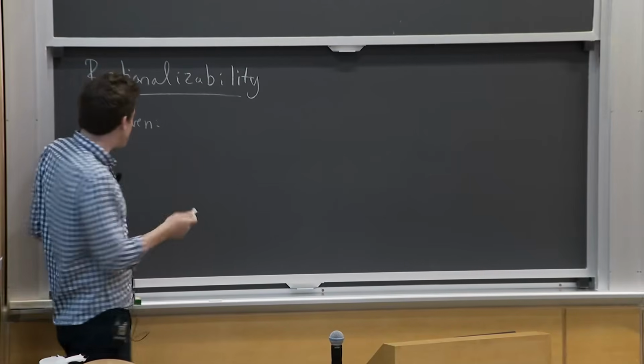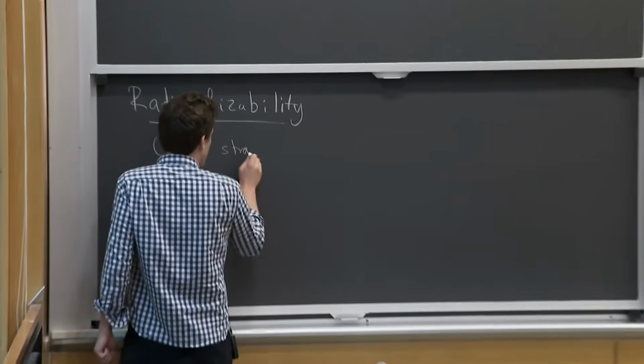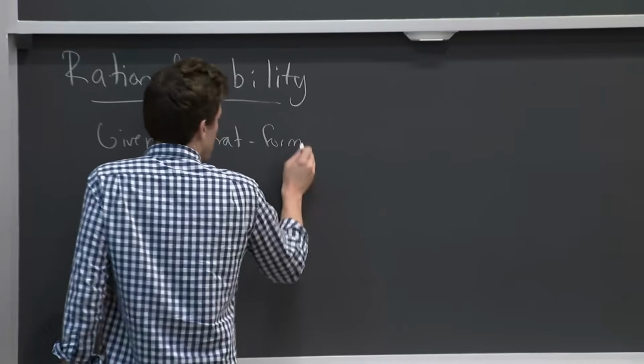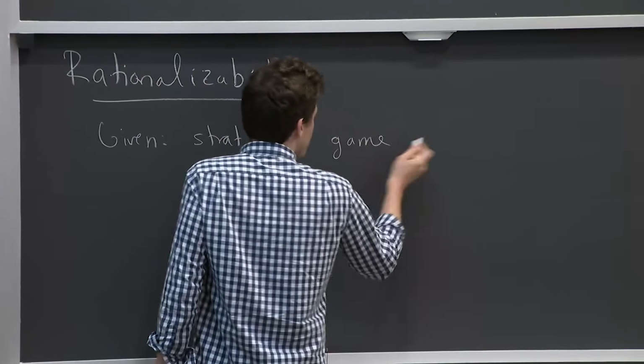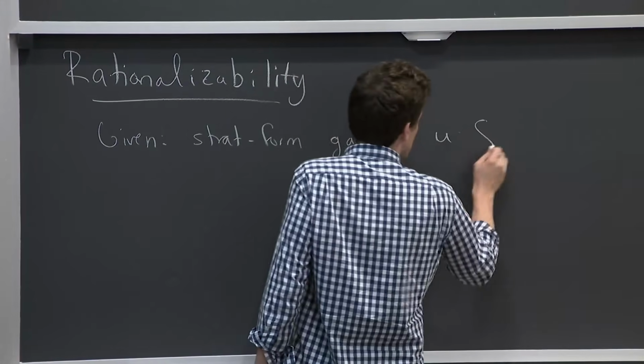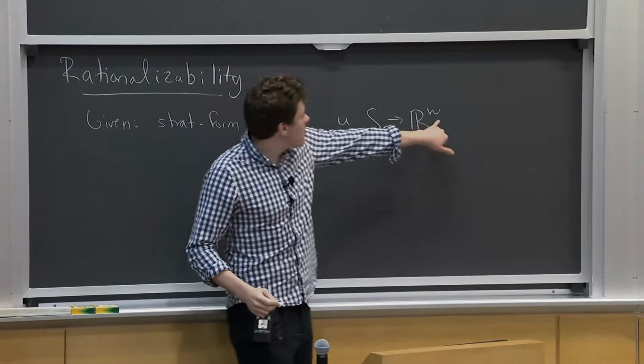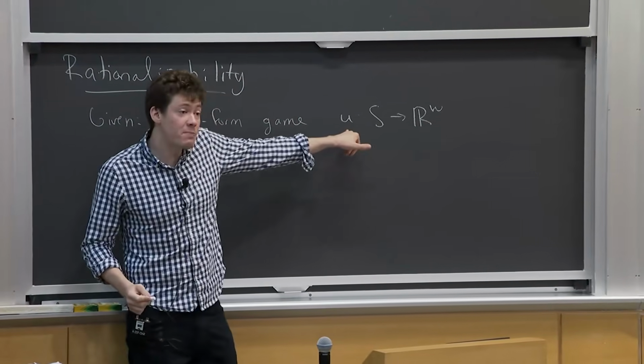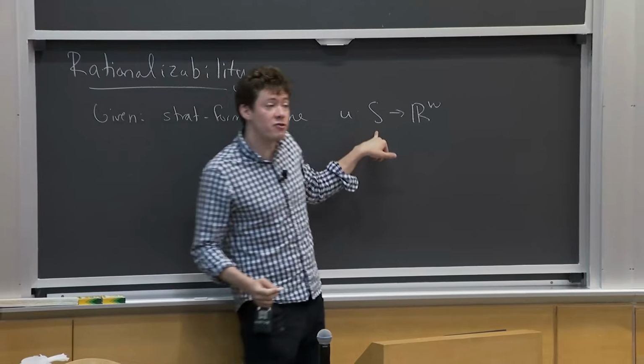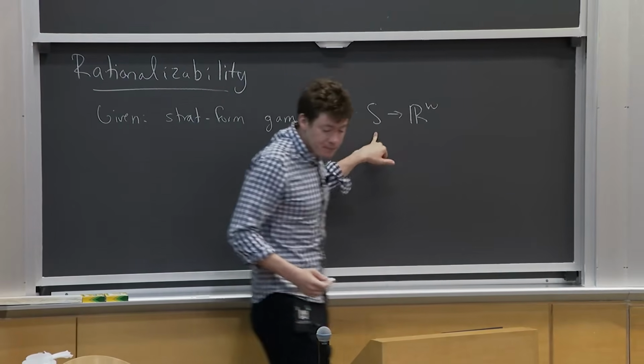And this notation is going to stay the same. So we have a strategic form game, maybe I'll write strat form game, which specifies the set of strategies, the n players, and then the payoffs that each player gets as a function of the strategy profiles that are chosen.